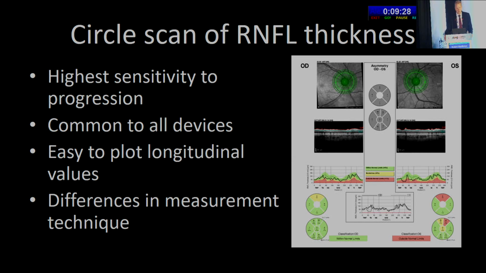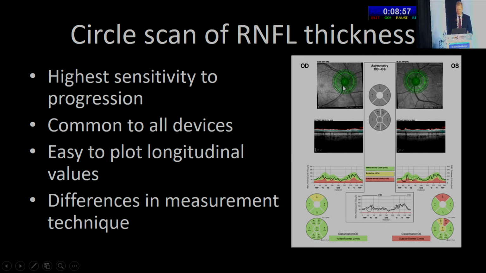So how do these differ? The circle scan is probably the most common one that we see in the United States. It has the highest sensitivity to progression, so changes in OCT retinal nerve fiber layer thickness. It's common to all the devices, and the nice thing about it is it's easy to plot values longitudinally, and there are a few differences in measurement technique, but it works pretty well in all the machines.